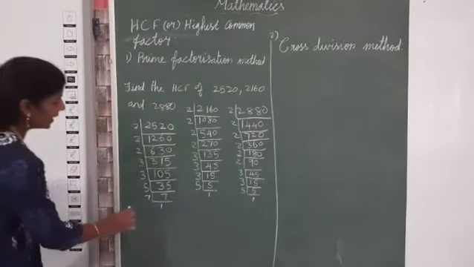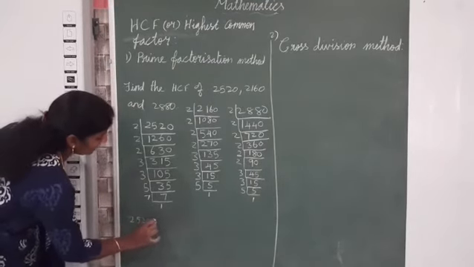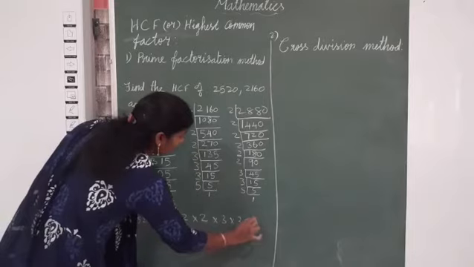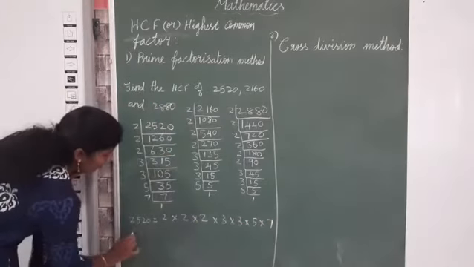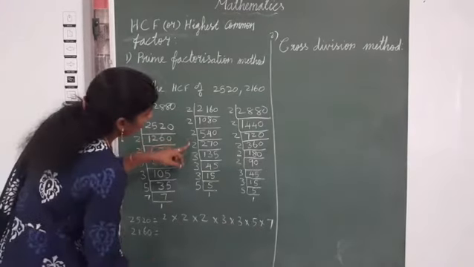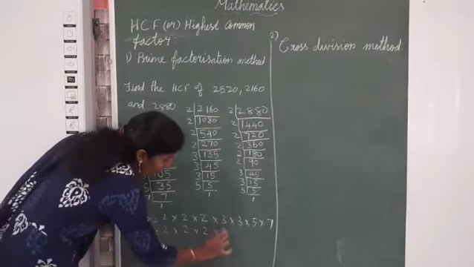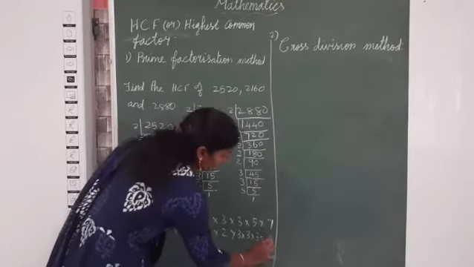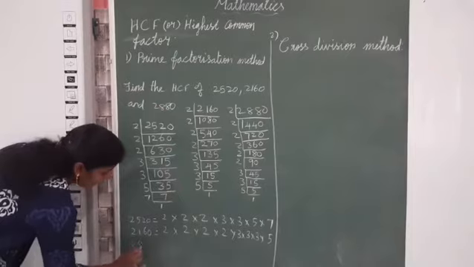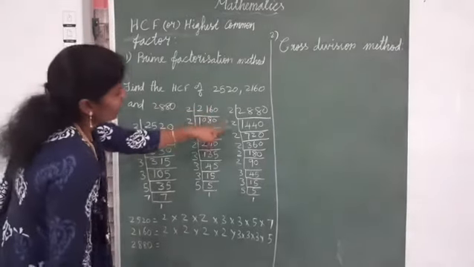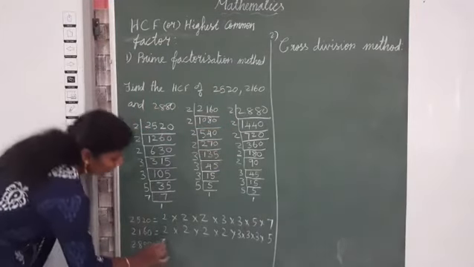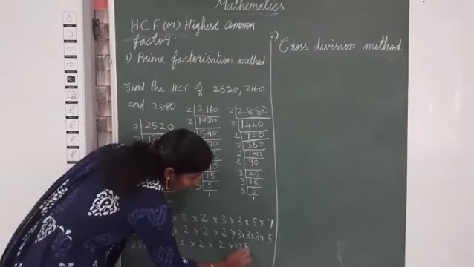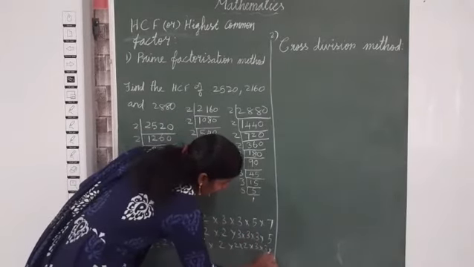Okay, what are the prime factors? Now we can write 2520 equal to 2 into 2 into 2 into 3 into 3 into 5 into 7. Okay. Then 2160 equal to 2 four times: 2 into 2 into 2 into 2, then 3 three times: 3 into 3 into 3, then 5. Okay. Then 2880 equal to, how many times 2? 1, 2, 3, 4, 5, 6 times 2, then 3 into 3, and 5.